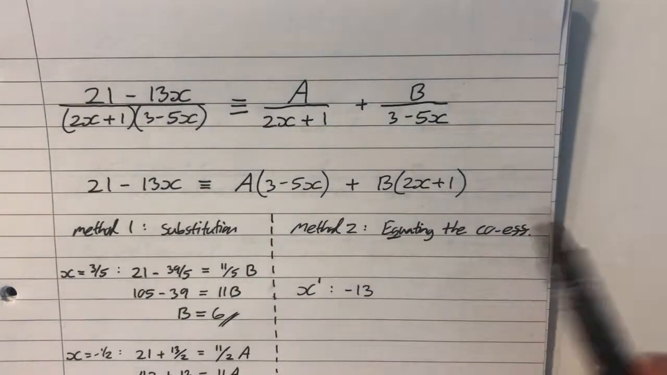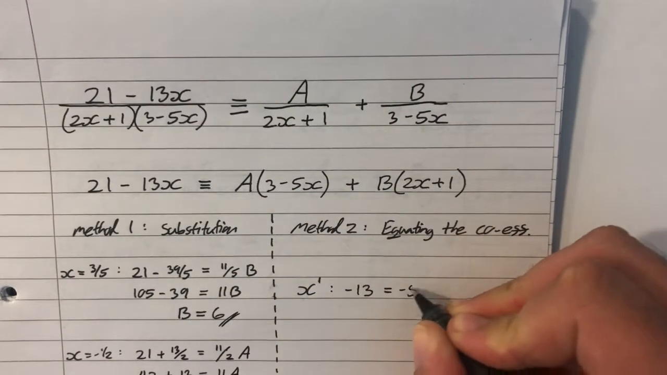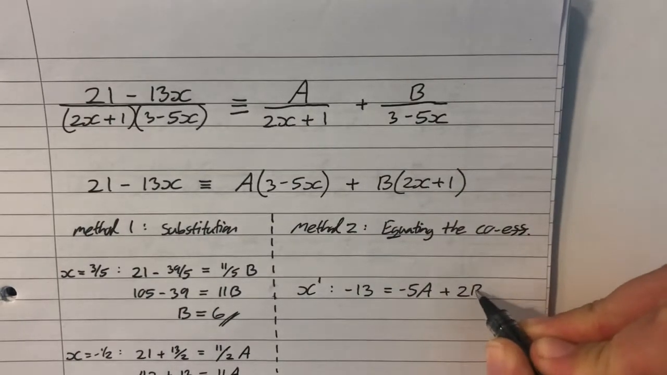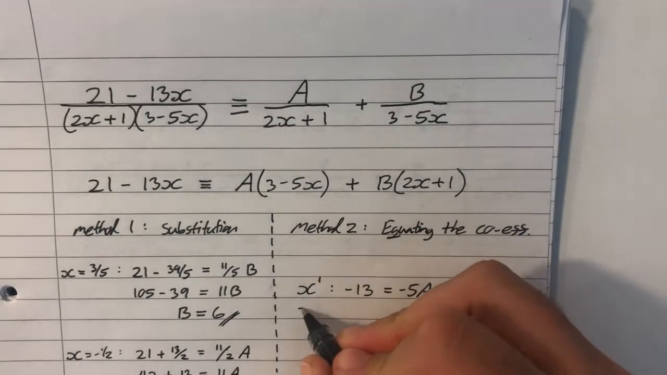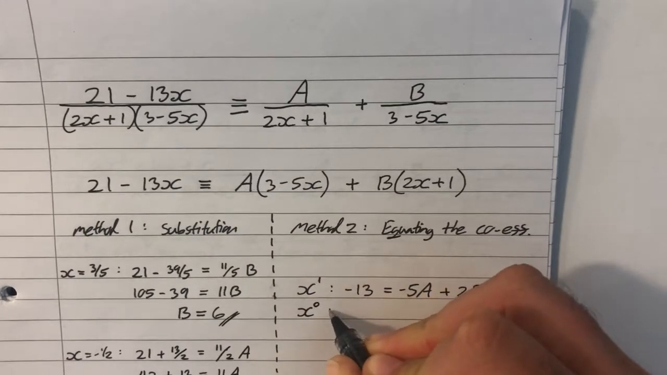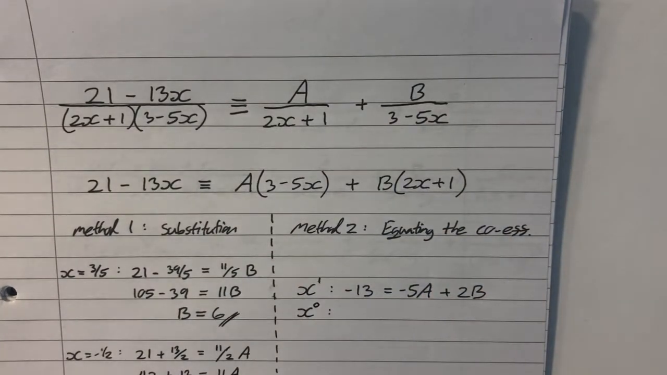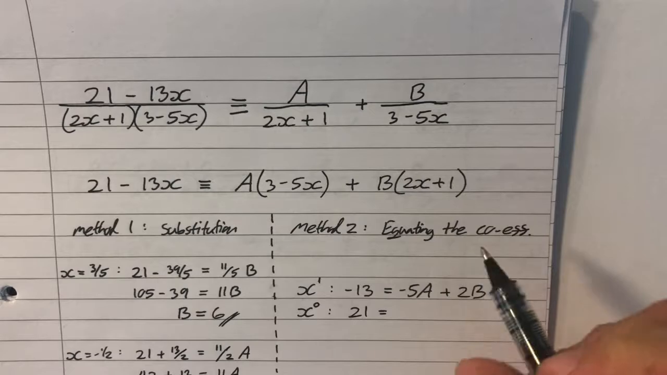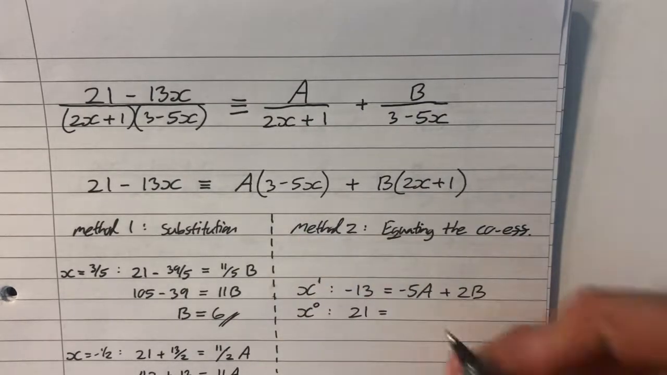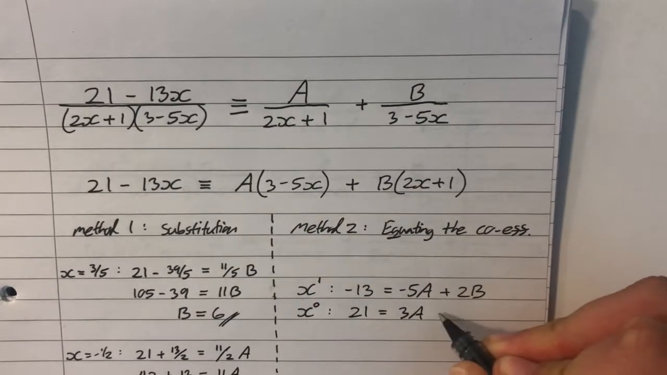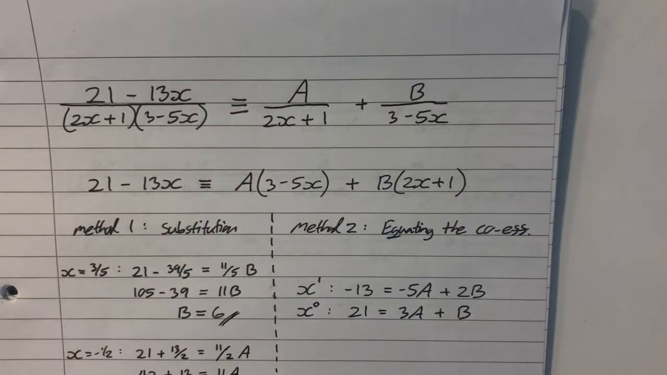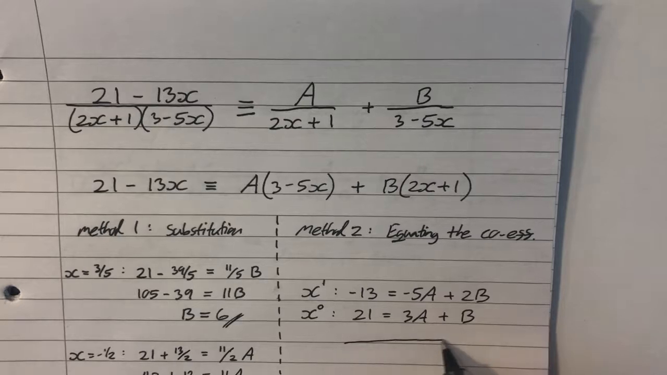Here I've got minus 5a, and here I've got 2b. So that gives us one equation in a and b. Similarly, the coefficient of x to the 0, i.e. the constants, they must be equal. On the left-hand side, it's 21. And on the right-hand side, I get 3a plus b. Okay, a pair of simultaneous equations in a and b, so I can solve those.